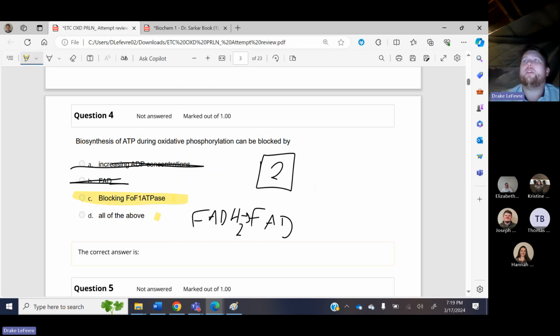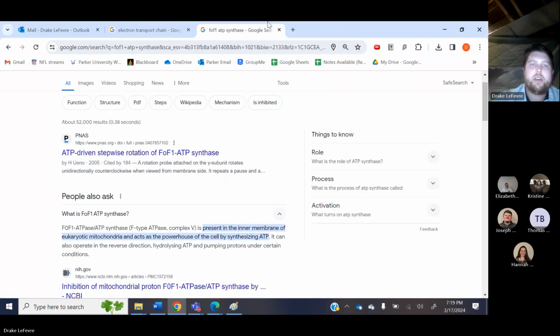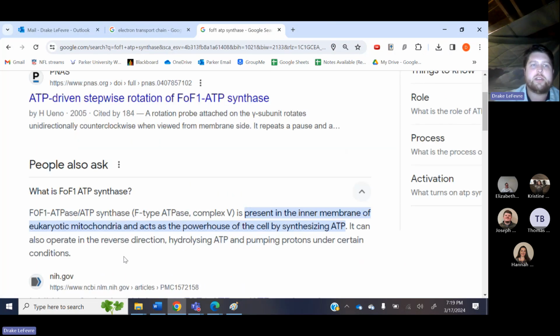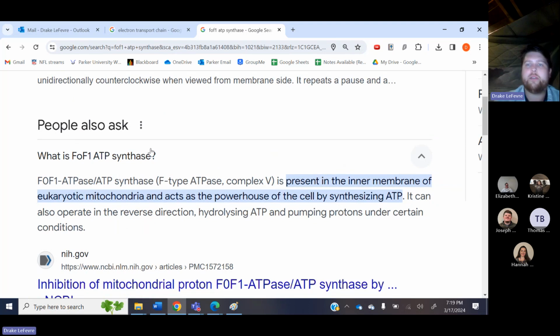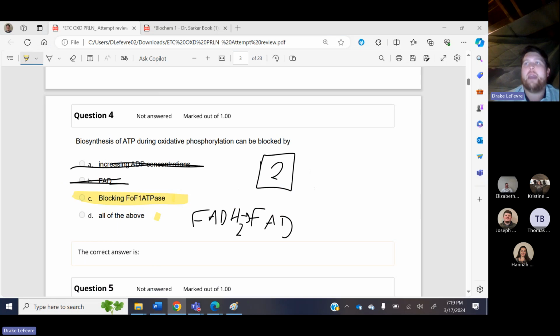And this is one of the ways that we learn. So this specific protein is part of complex 5. It's present in the inner membrane of the eukaryotic mitochondria, which acts as the power to the cell by synthesizing ATP. So this specific protein right here, or FOF1 ATP synthase, is just the longer name of ATP synthase, which is what helps make our ATP.